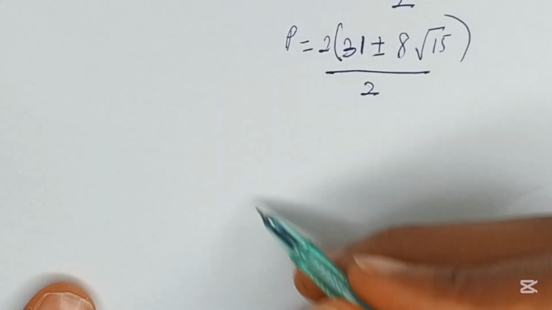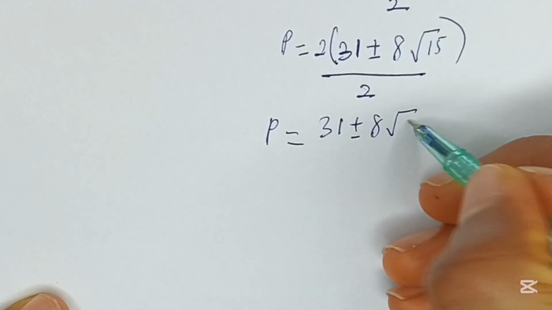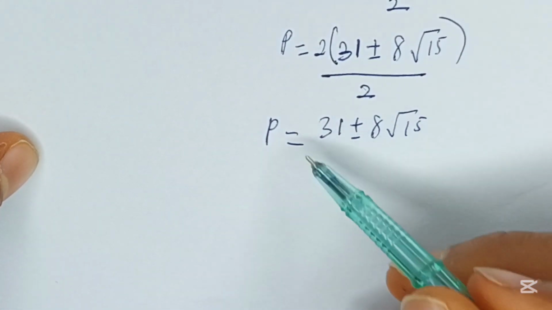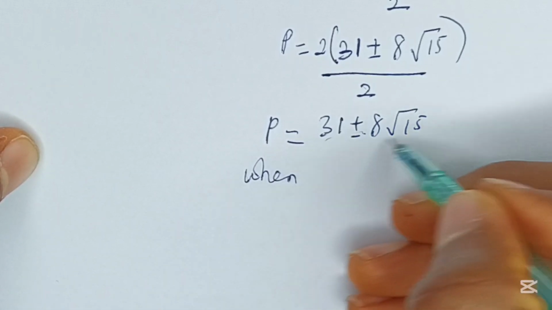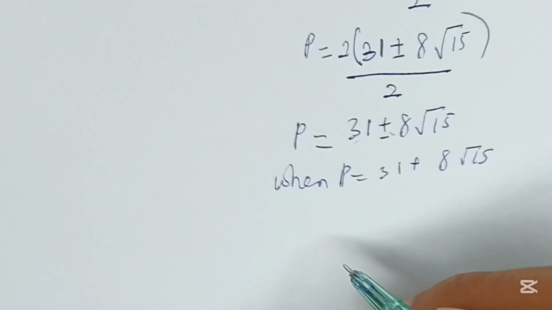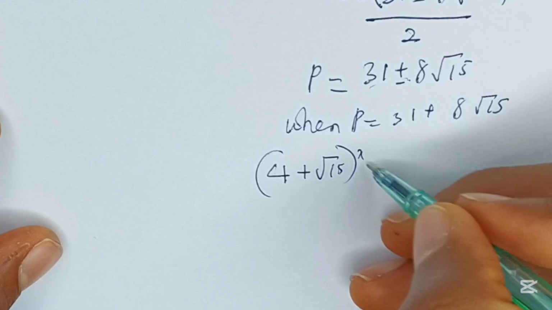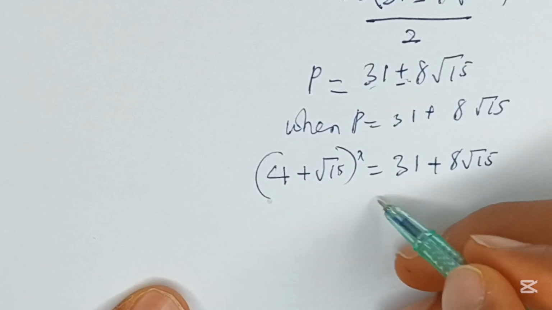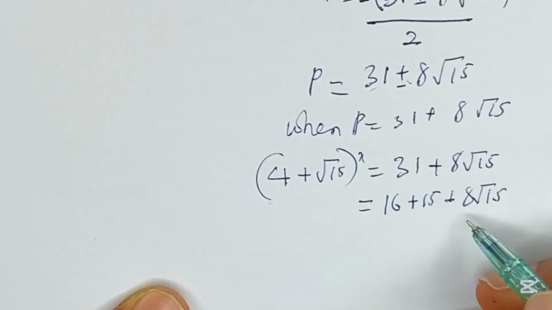So we are going to have that our p is equal to 31 plus or minus 8 root 15. Now, because p is this or this, when p is equal to 31 plus 8 root 15, it means that (4 + root 15) all to the power of x is equal to 31 plus 8 root 15. Now, 31 is equal to 16 plus 15, plus 8 root 15. So this is equal to this.